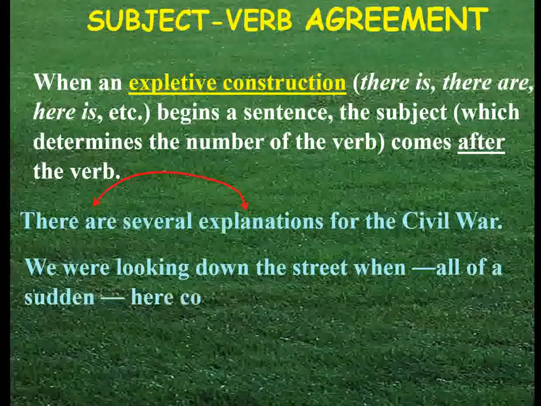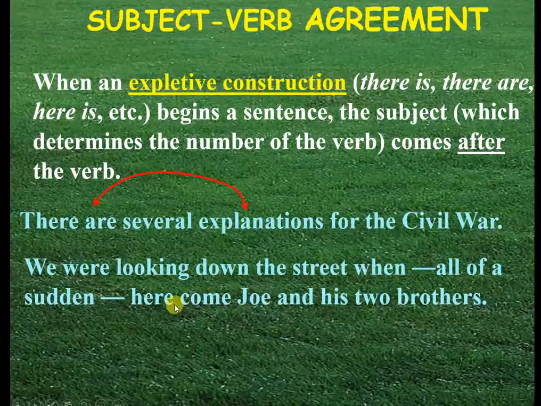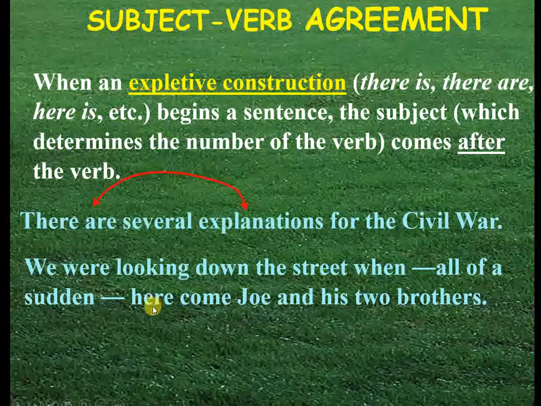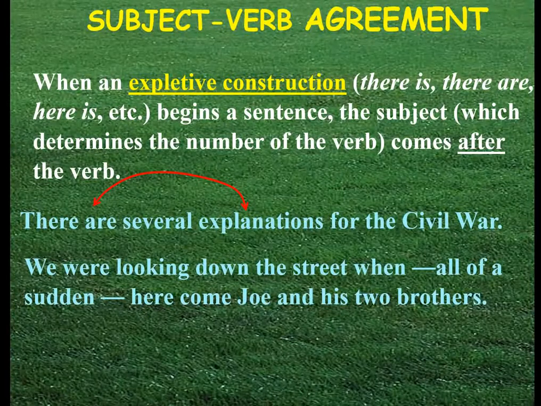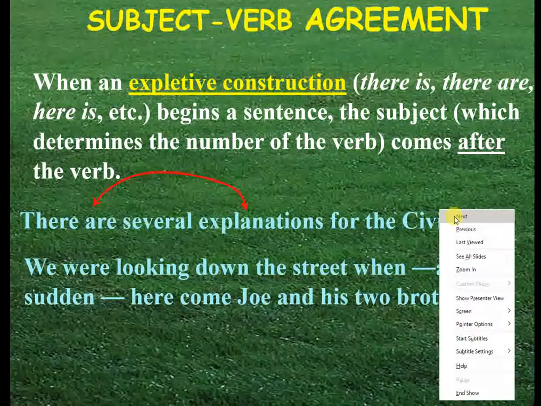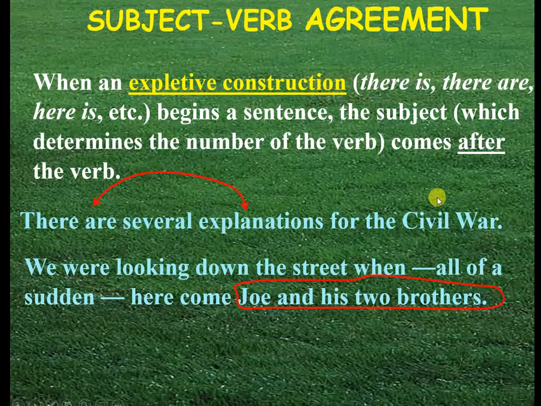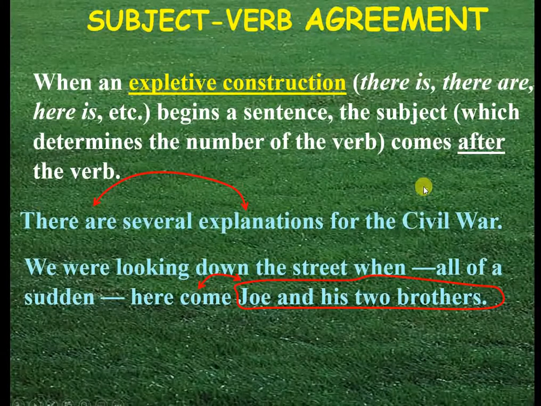But when you have an uncountable thing, alright, actually this is not uncountable. Here come, this is an expression that follows the same rule. Here is, there is, here are, there are. Here come, you can even say there come. Here come Joe and his two brothers. Here they come. There's your subject. It's plural. We conjugate come in plural.